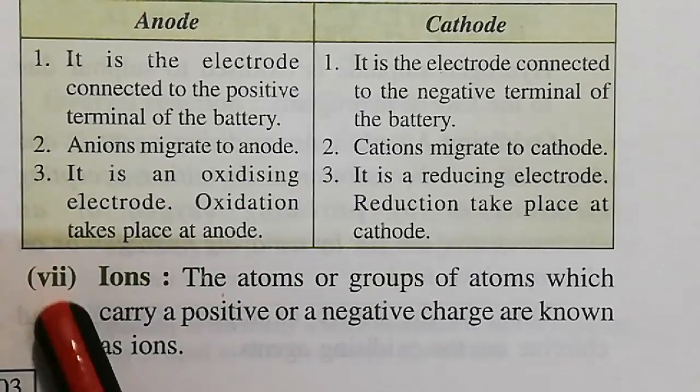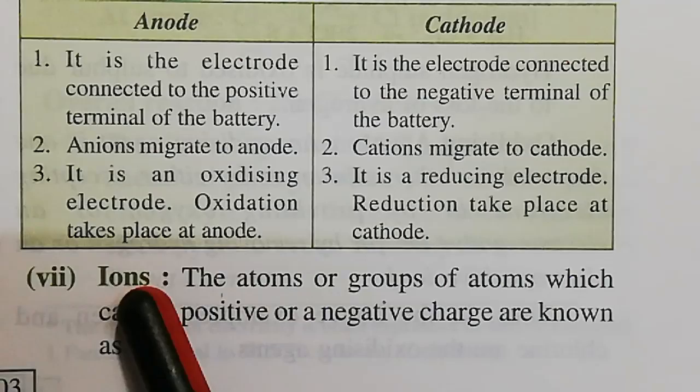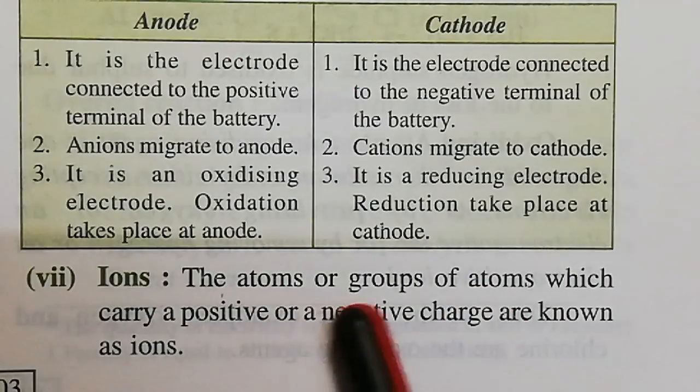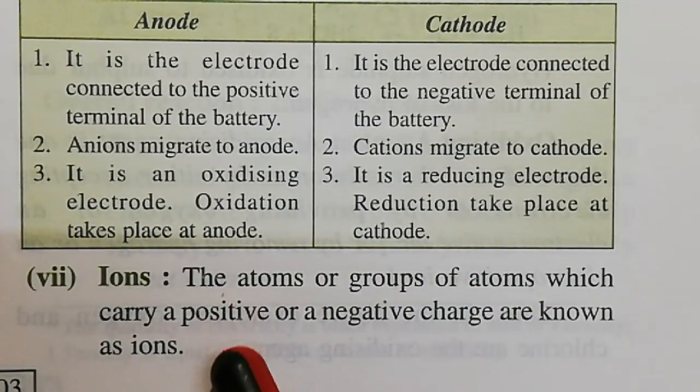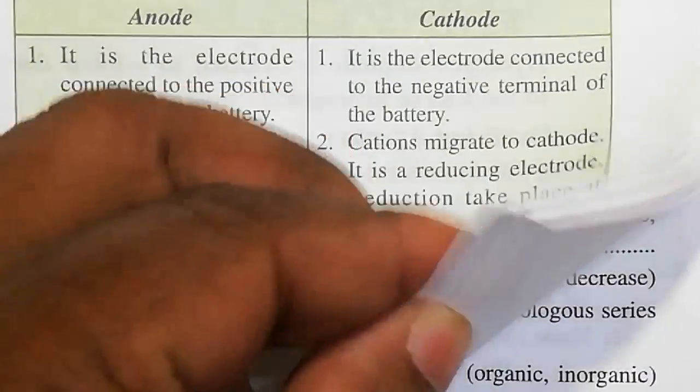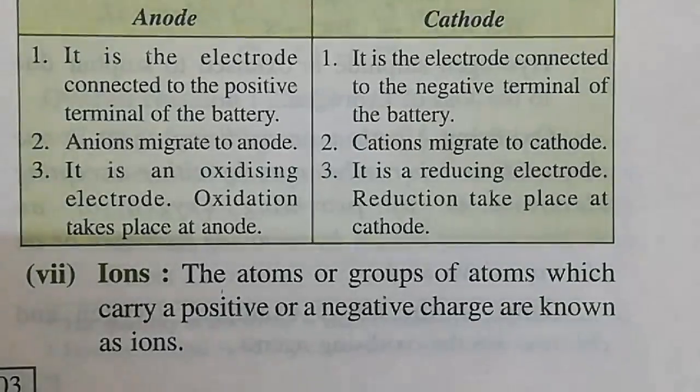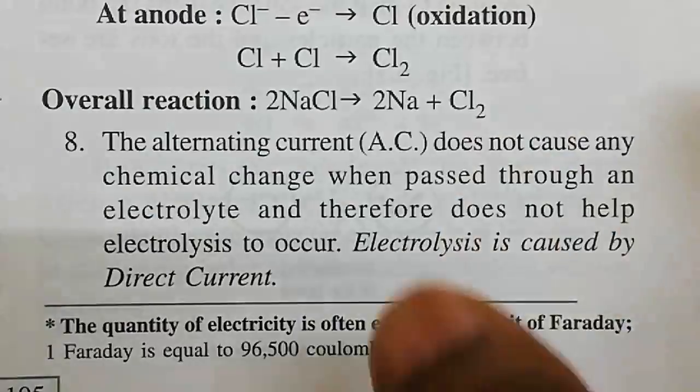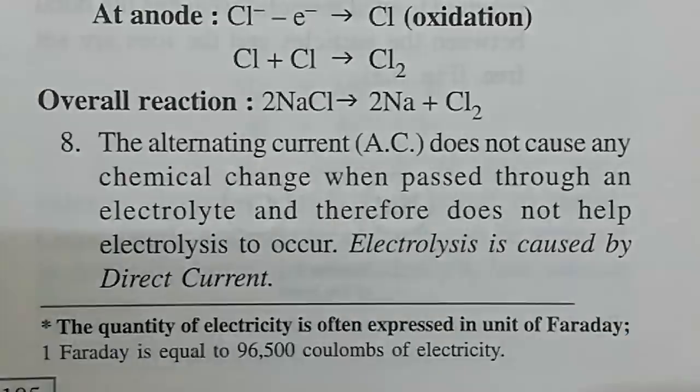Next here is ions. The atom or atoms or groups of atoms which carry a positive or negative charge are known as ions. Okay, let's move to the very next page, and it would be page number 104 of your book. So what is there at 104?